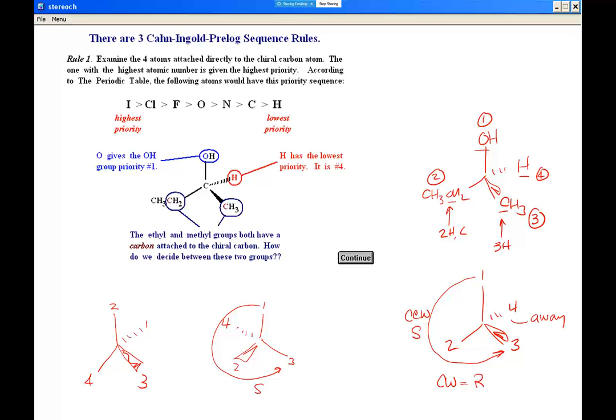So on paper, here's what I do. There's my hand grabbing number 2, and I can rotate 4 into the back, 1 into 3, and 3 into 4.